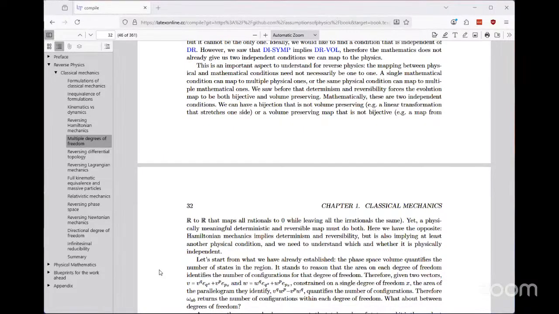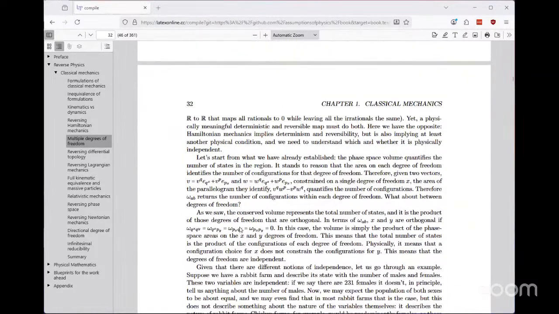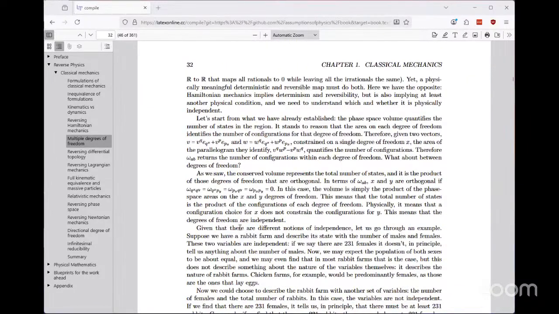We saw before that determinism and reversibility force the evolution map to be both bijective and volume preserving. Mathematically, these are two independent conditions. We can have a bijection that is not volume preserving, for instance, a linear transformation that stretches one side, or a volume preserving map that is not bijective, for instance, a map from R to R that maps all rationals to zero while leaving all irrationals the same. Yet a physically meaningful deterministic and reversible map must do both.